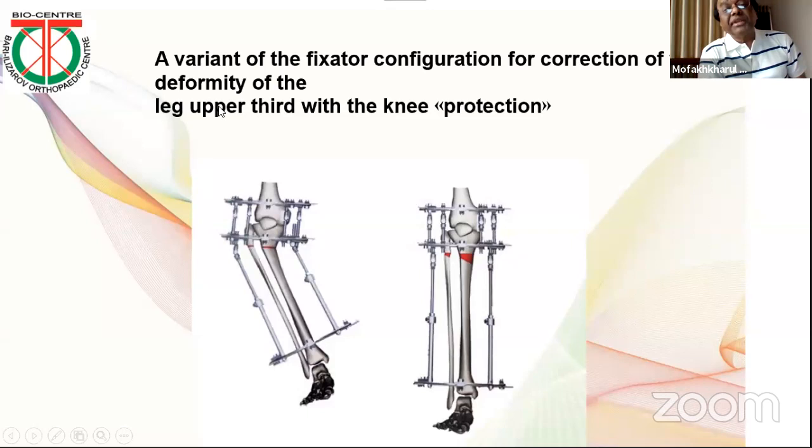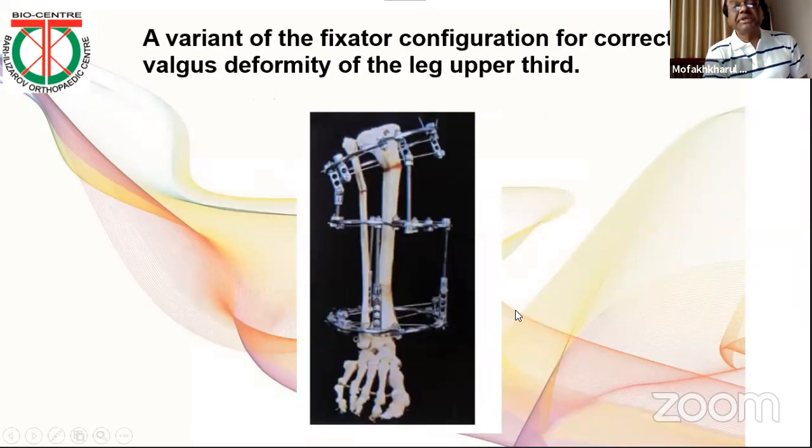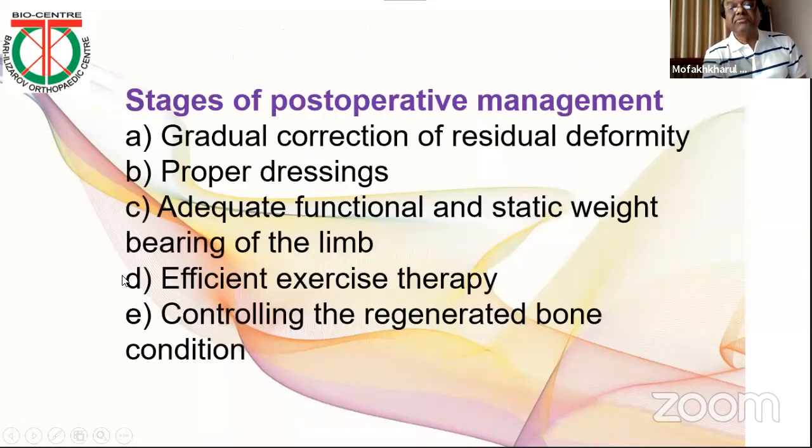See the variant of fixator configuration for correction of deformity, leg upper third with knee protection. You can protect the knee, place the hinge, do the osteotomy, only telescopic rod, then you can easily correct and you are getting a very good regenerated bone here. But an X-hinge is okay, hinge is okay, everything is okay. Next slide, you see this variant fixator configuration for correction of valgus deformity of the leg, upper third. How we can put, see the placement of the ring, wires and hinges, and gradually you correct, you will get a good correction. So this is another variant.